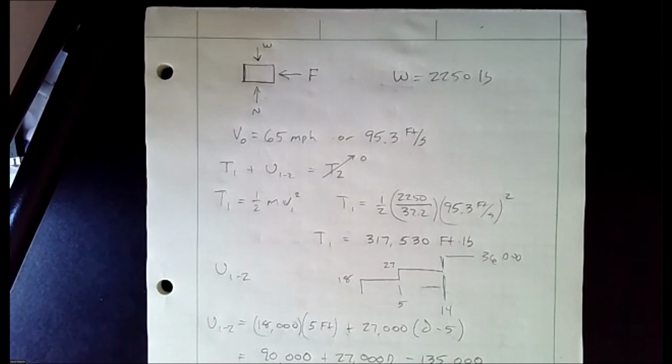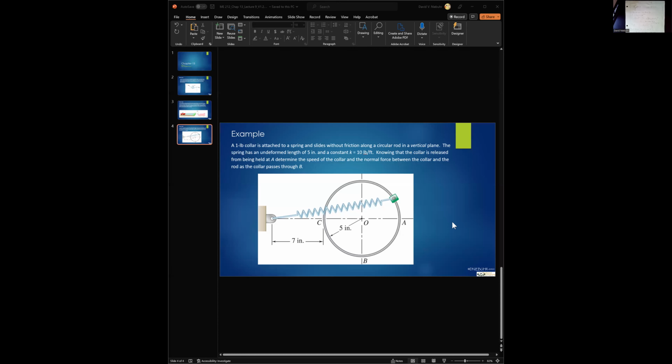So we have one more example. And that's this one. So that's a little different. It's a spring, but it also combines the gravity. So we have this 1 pound collar that's here, and it's attached to a spring, which we're given the constant for. And we know it's held at A. And so we want to determine the speed of the collar and the normal force as it passes through B.